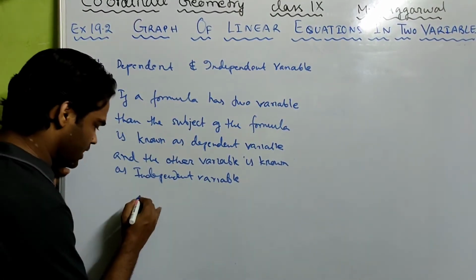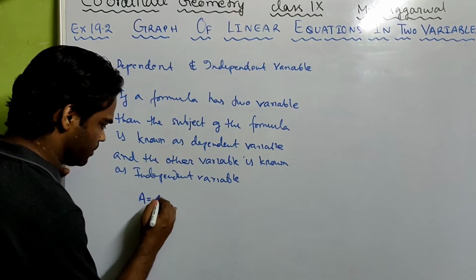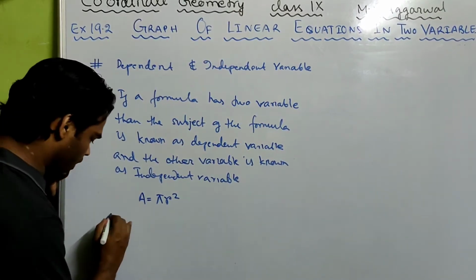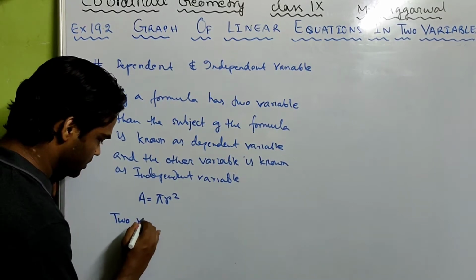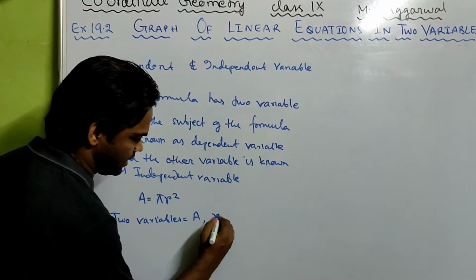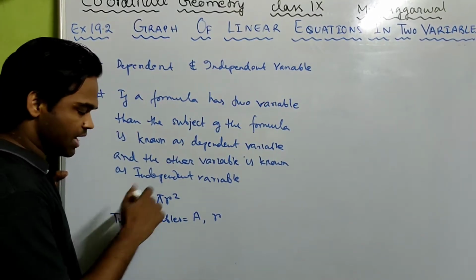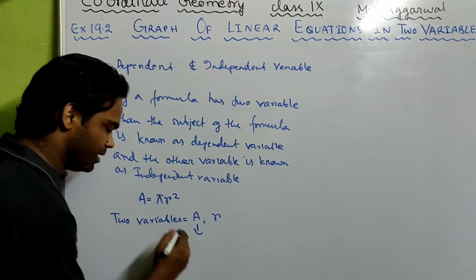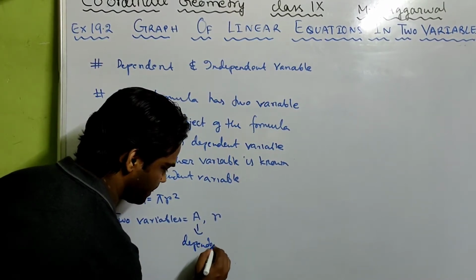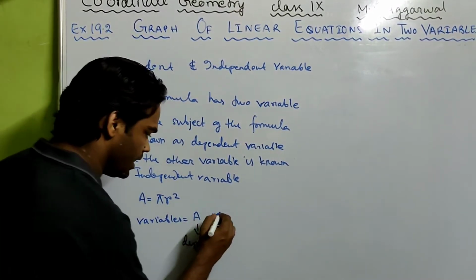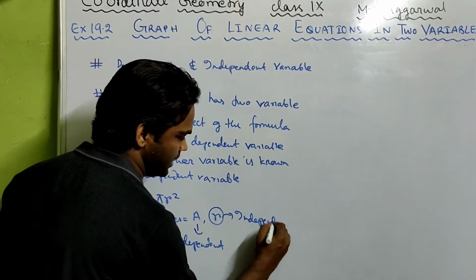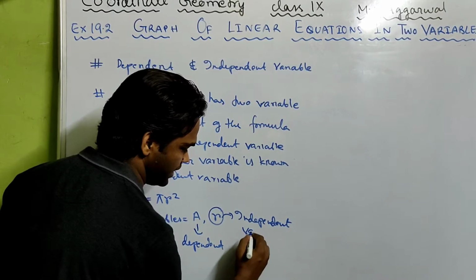I'll tell you a formula. Area is equal to pi r square. Of course, pi is a constant. There are two variables used in this formula. The variables are A and R. Since A is the subject, in this formula A is your dependent variable and R is your independent variable.